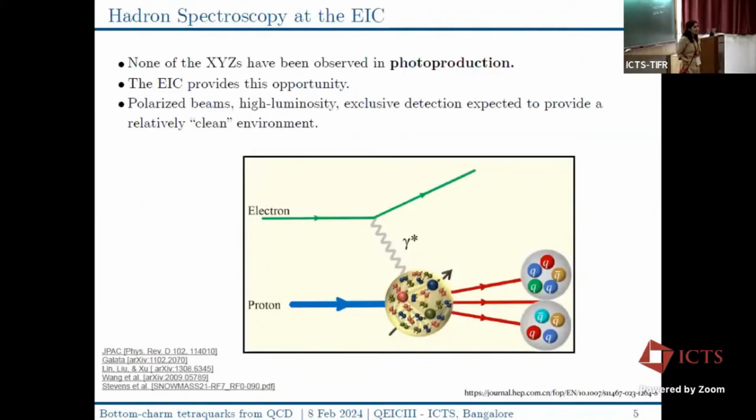And why would EIC help? It's because most of these XYZ states have not been observed in photoproduction. So EIC provides an opportunity where they can be seen in photoproduction experiments. And because it has a polarized beam and high luminosity, it is expected to give a relatively clean environment. For more details, I've listed all these references. If interested, anyone can have a look.